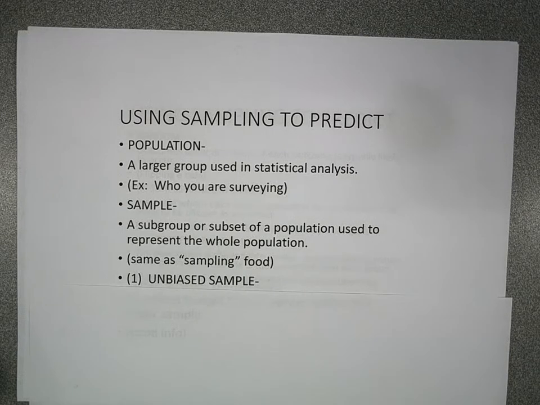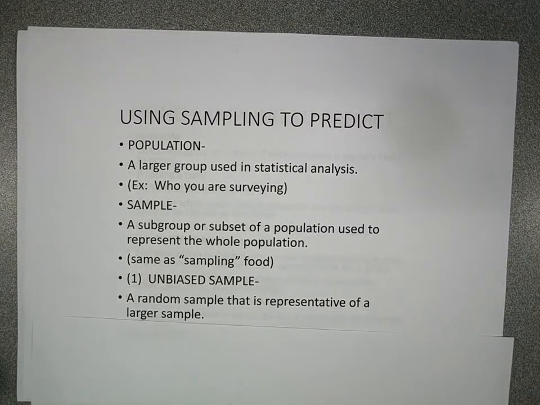So there are two major types of samples. The one I'm going to start talking about is an unbiased sample. Well, if this is an unbiased sample, what do you think the other kind of sample is? Biased. Biased sample, right? So let's focus here on an unbiased sample. This says this is a random sample that is representative of a larger sample.